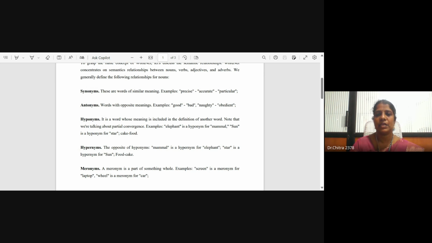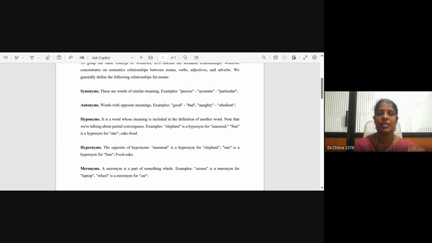Consider precise. Precise may give the value accurate or particular. Based on this concept, suppose in a Word document you go for synonym selection, it will give all the possible combinations of synonyms for a particular word. This all comes under the synonym groups.